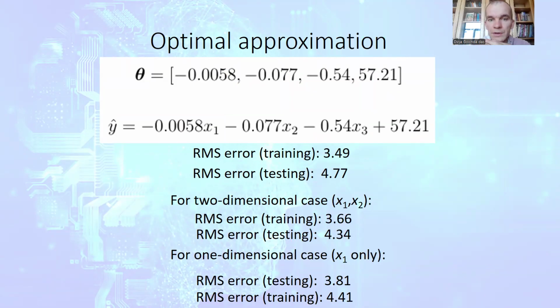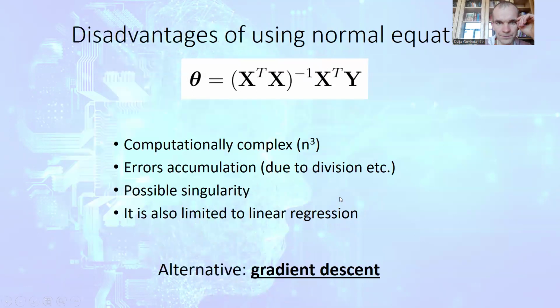So the root mean square error for the training dataset really becomes lower, 3.49. Yes, it's lower than 3.66 for the two-dimensional case. But the testing error is already higher. This is a phenomenon known as overfitting. We will talk about it in the next video in more detail. It's something which should be avoided. In this case, we understand that two variables are quite enough for a qualitative prediction of our target variable.